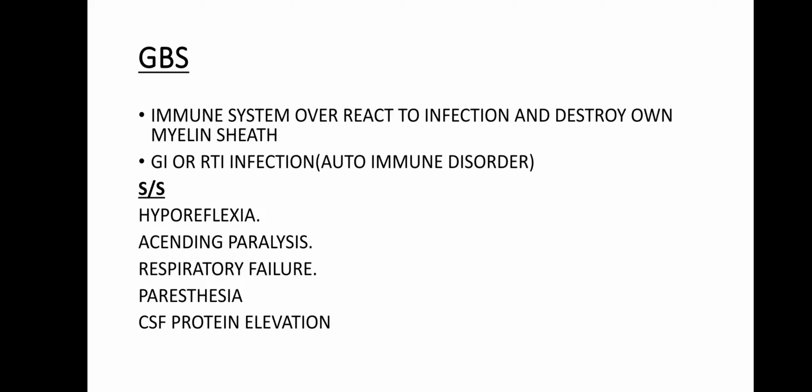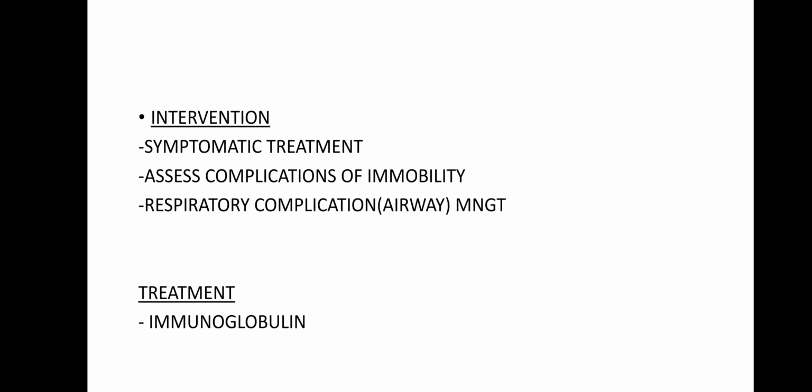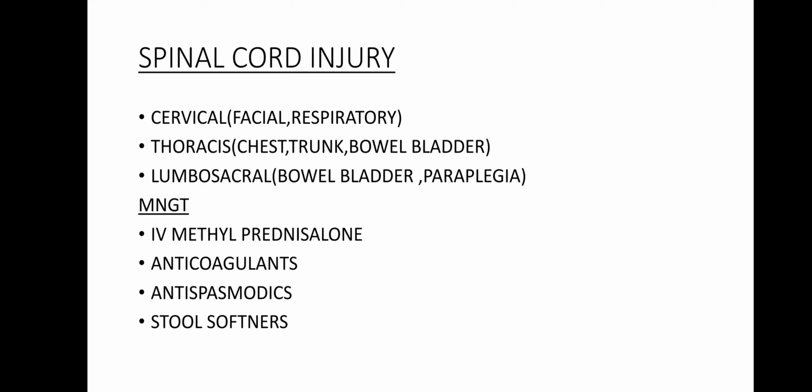Here we can see CSF protein elevation. The difference from meningitis is that in meningitis the protein will decrease and glucose will decrease. Here the protein will be elevated. Intervention: symptomatic management, assess complications of immobility, respiratory complications. Treatment: immunoglobulin infusion to the patient.